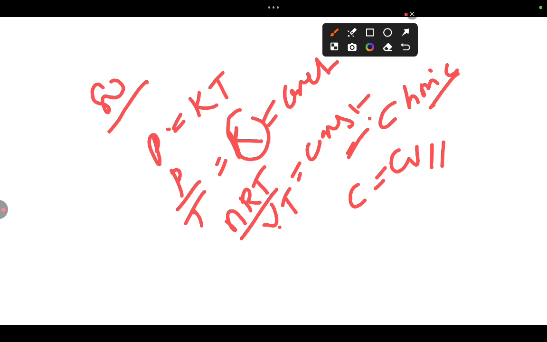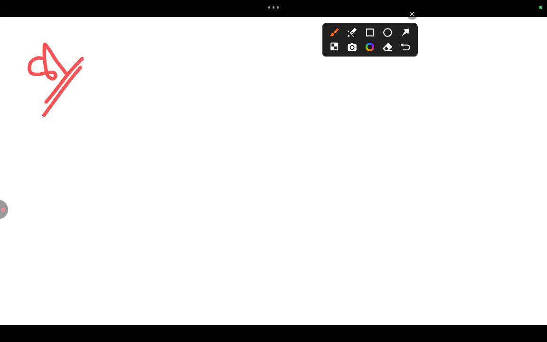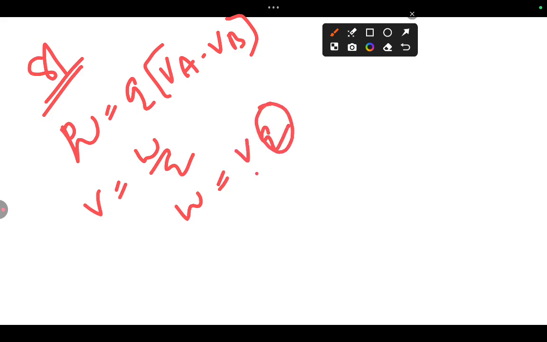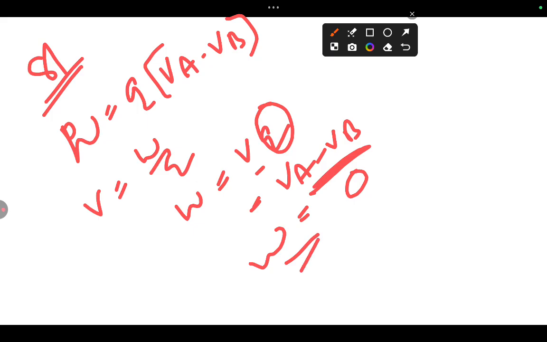Okay, next we go for question number 81, a similar concept. That is also one more simple concept, and it is clearly mentioned. It is about work. In class 12 we have the formula W equal to VQ, V equal to W by Q, where V is nothing but the potential difference, that is VA minus VB. Both are similar, so W will be 0. No need to go with extra methods.